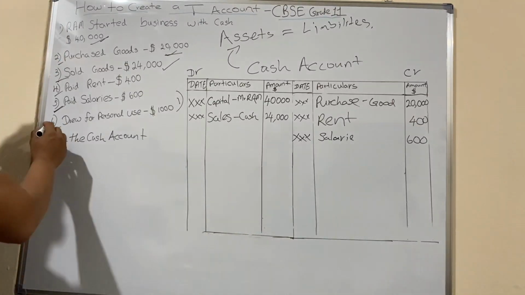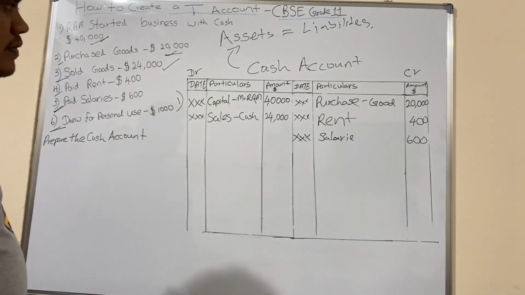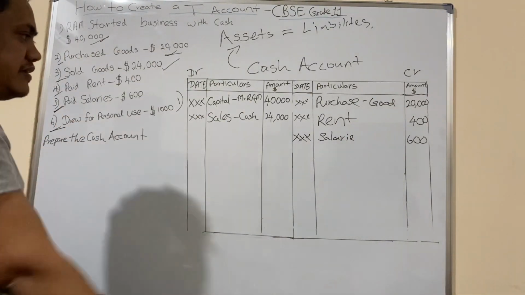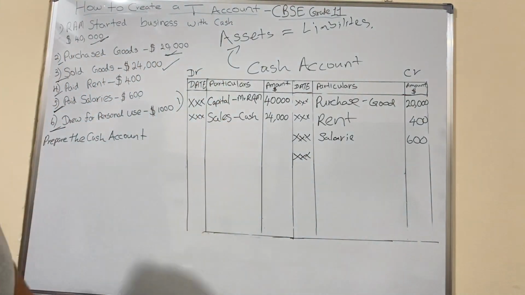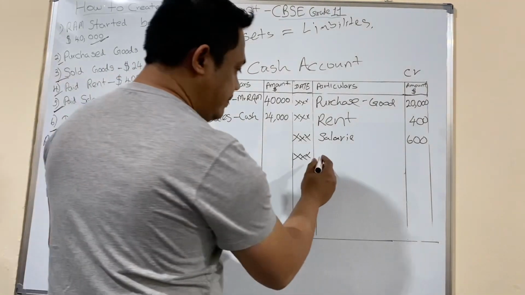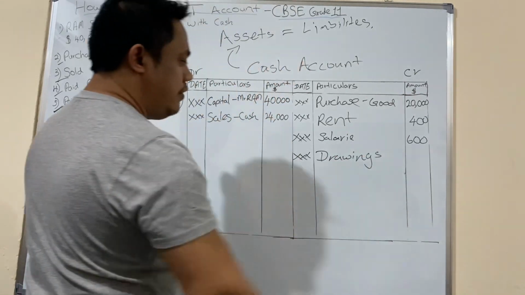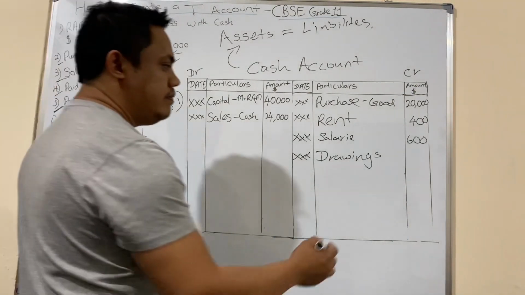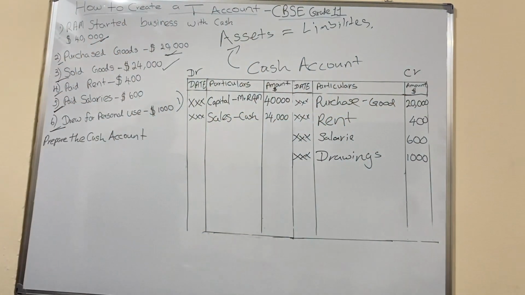Now what happened? Now the sixth transaction. Ram is going to buy things for his personal use also. From where is he taking the money for his personal use? From the business. Now again money is going out of the business. So what do we normally call this account? We call it drawings. Drawings. How much is he taking for his personal use? 1,000. Okay.